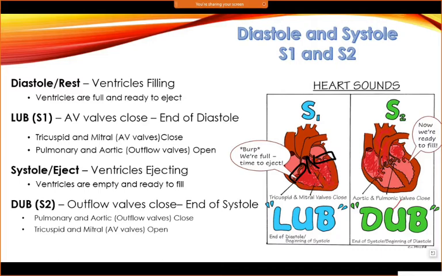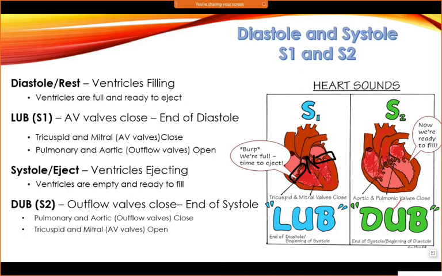Well, you guys are reading it, right? It's the pulmonary and the aortic outflow valves close. We're done ejecting. The outflow valves close up, and we then open the AV valves so that we can fill up. Any questions on what is happening in the heart during diastole and systole?